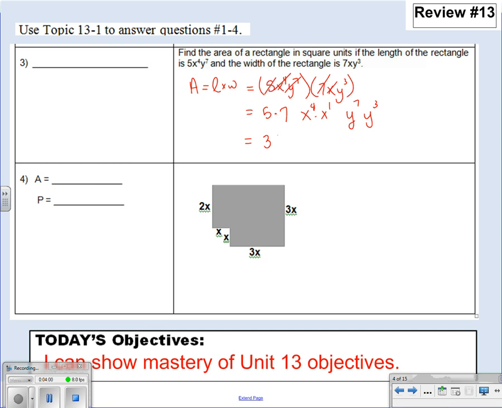5 times 7 is 35. Our x's have the same base. We add our exponents. That'll give us x to the 5th. Y's have the same base. We'll add our exponents. 7 plus 3 is 10. So we have 35, x to the 5th, y to the 10th. You can now go and check your answers on your own.